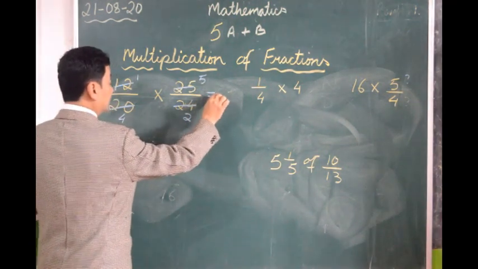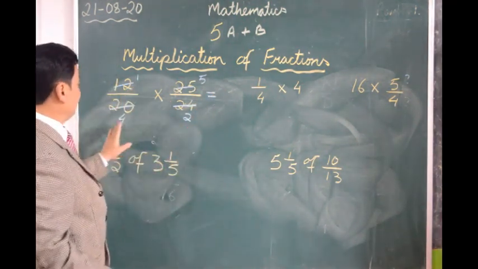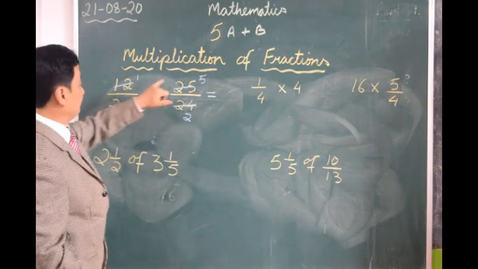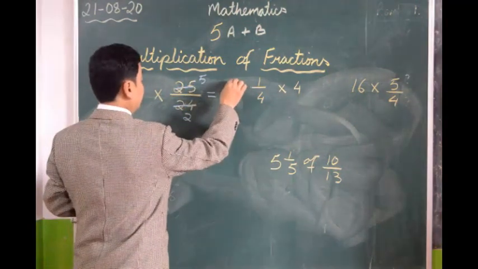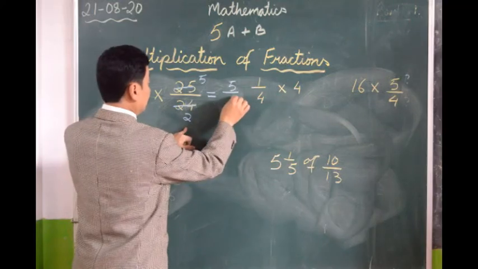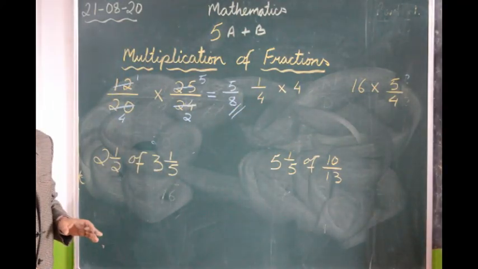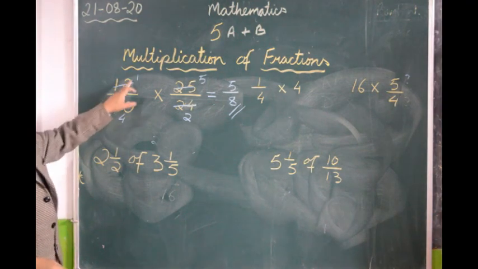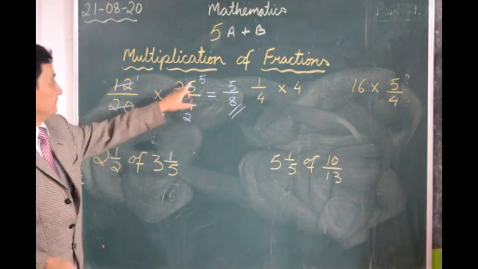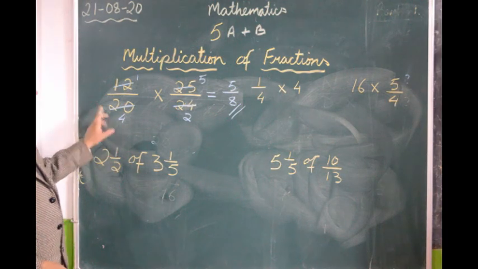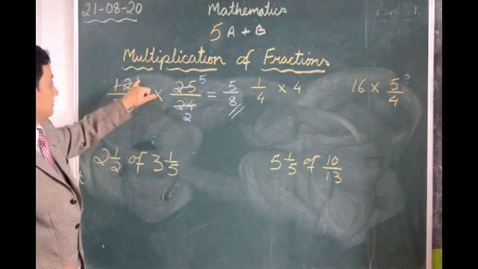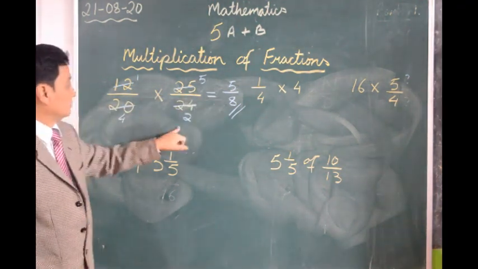So now what numbers do we have? 1, 5, 4, 2. Now we cannot cancel. 1 5s are 5 and 4 2s are 8. And this is your answer. So easy. Okay? 12 ones are 12, 12 twos are 24. 5 fives are 25, 5 fours are 20. So we cannot cancel anymore. So we multiply. 1 5s are 5, 4 2s are 8.